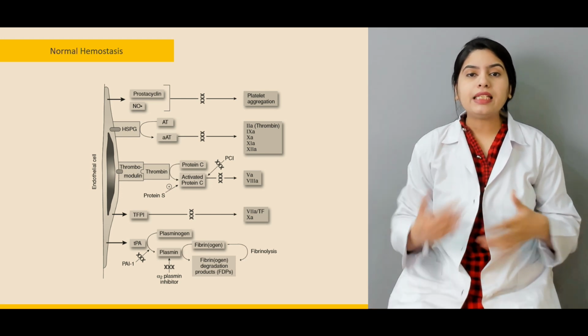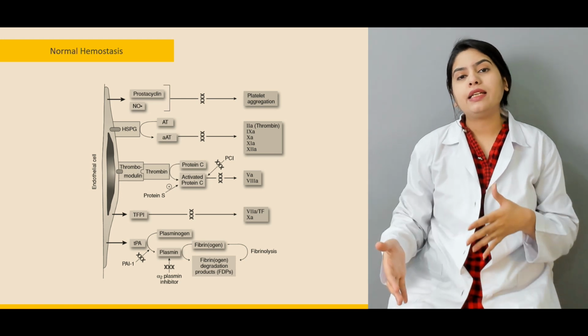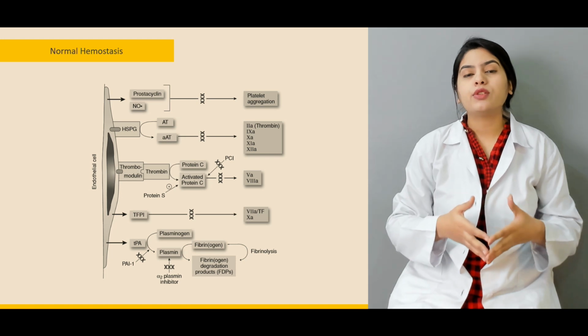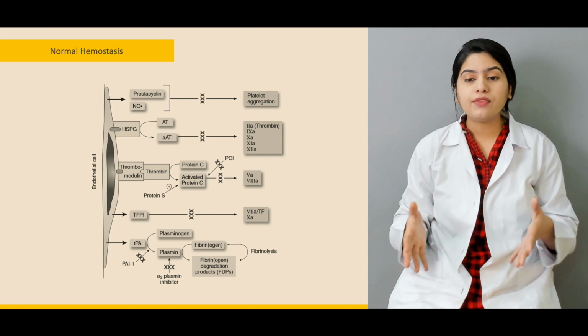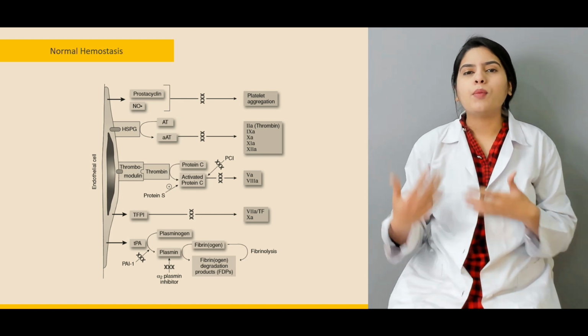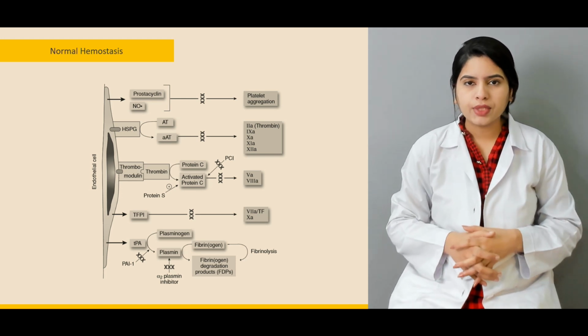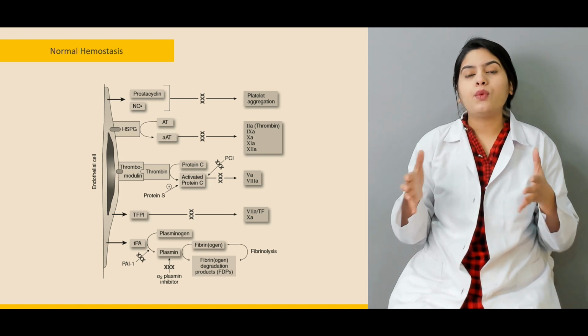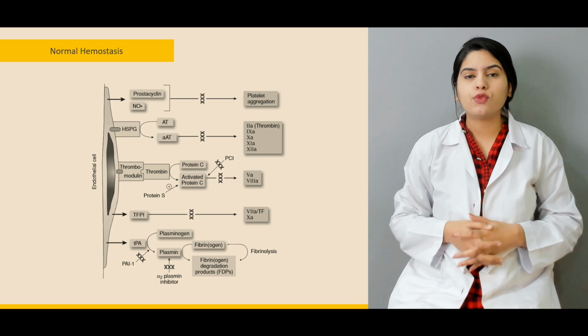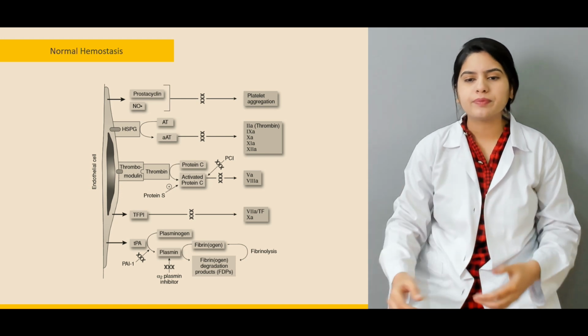When protein C is activated, it will ultimately cause the inhibition, or you can say inactivation, of factor 5A and factor 8A. And obviously, it will affect the formation of the procoagulant complex. Also, antithrombin will inhibit thrombin and will prevent the activation of fibrinogen to fibrin.